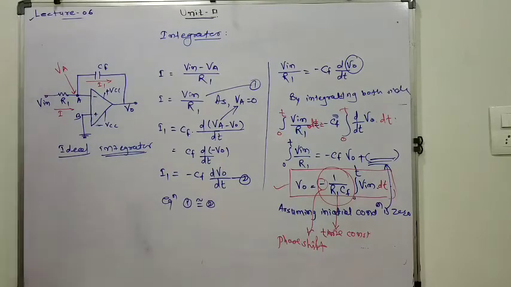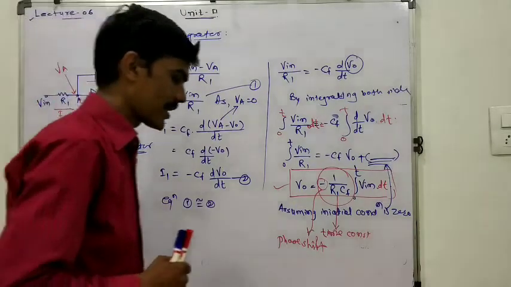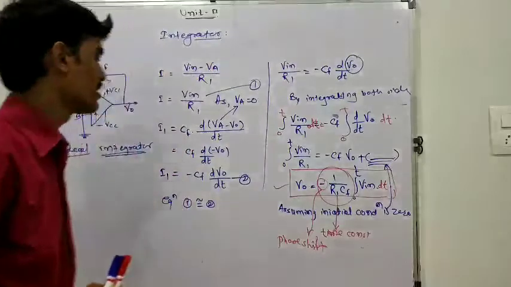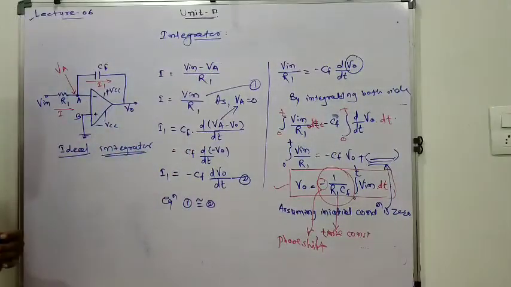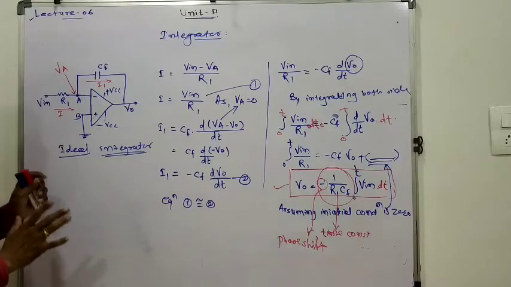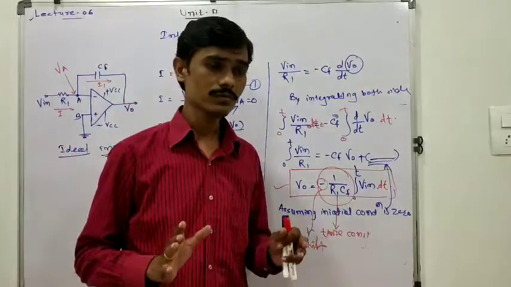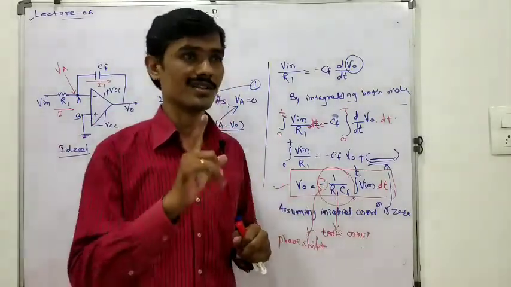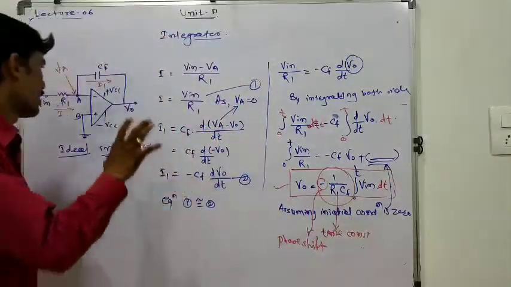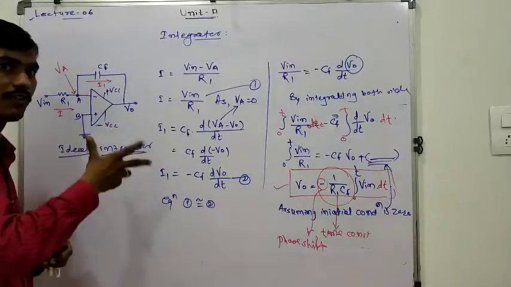Now, there are some limitations, or we can say some drawbacks of the ideal integrator. First drawback is nothing but bandwidth. Bandwidth means operating frequency of the integrator is very low. That means it works properly for the low frequency. That means its bandwidth is less. This is the first reason that we have to modify this ideal integrator.